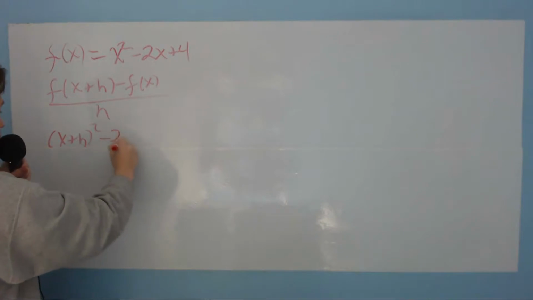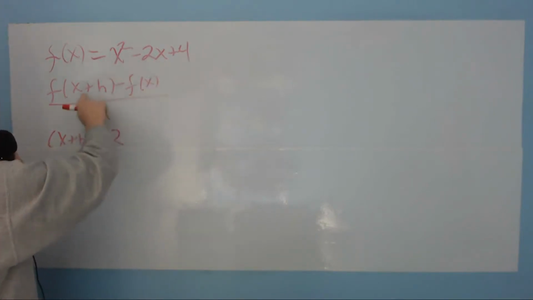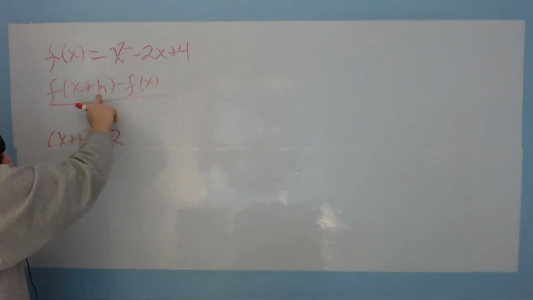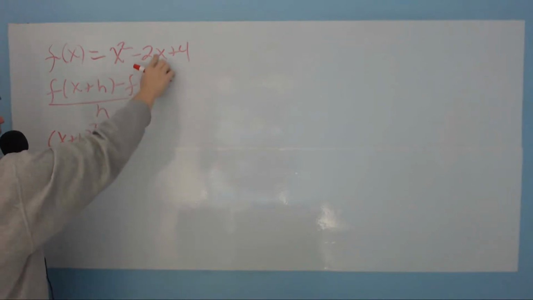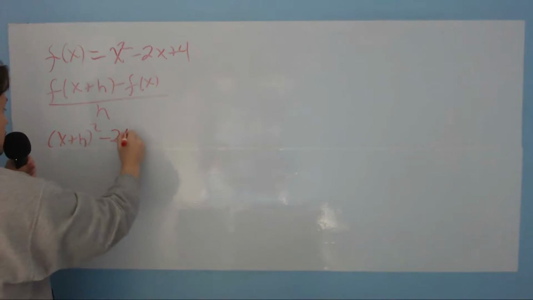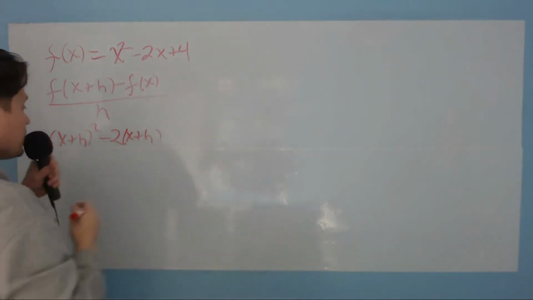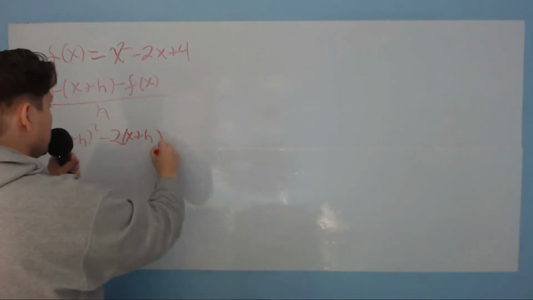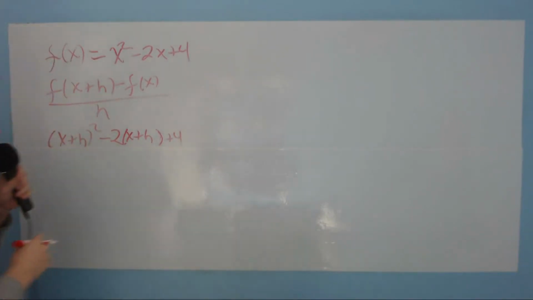Minus 2. And then this x is also replaced with x plus h. Because x plus h has two terms, when you stick it into this position, make sure you enclose it within parentheses. So it ends up being x plus h within parentheses. Then you put in the 4 at the end, just like that.